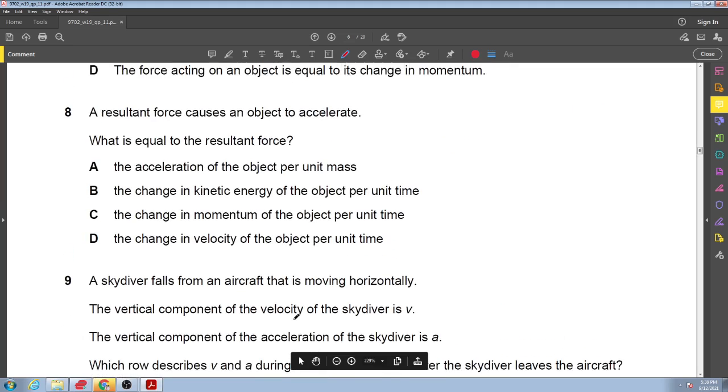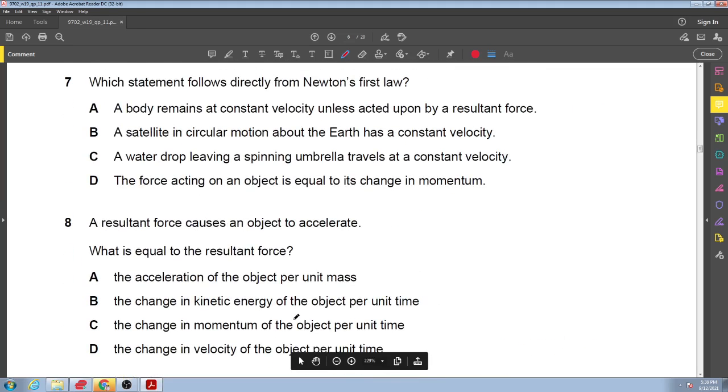Question number 7, they said which statement follows directly from Newton's first law. A body remains at constant velocity unless acted upon by a resultant force. Circular motion about the earth has a constant velocity? The direction changes, that's not possible. A water drop leaving a spinning umbrella travels at constant velocity? Again the direction changes, no. The force acting on an object is equal to the rate of change of momentum, the force acting on the object is equal to the change in momentum, this is also not possible. So our answer is A.